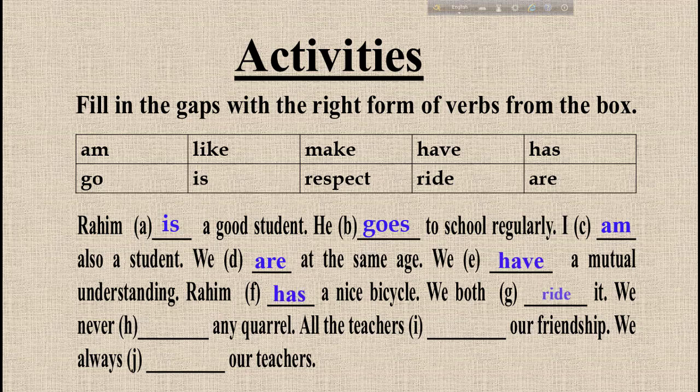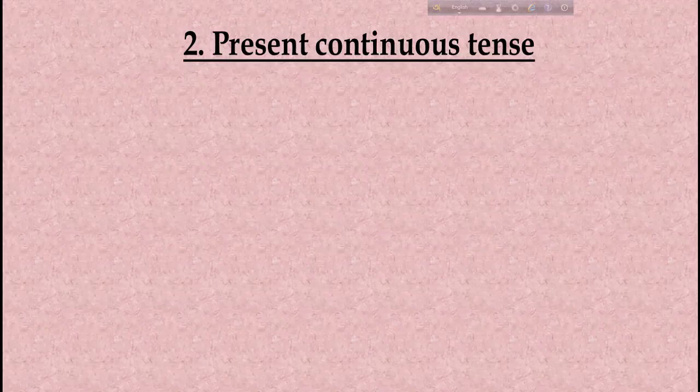1. A, B goes, C am, D are, E have, F has, G right, H make, I like, J respect. Okay, then number 2, present continuous tense.